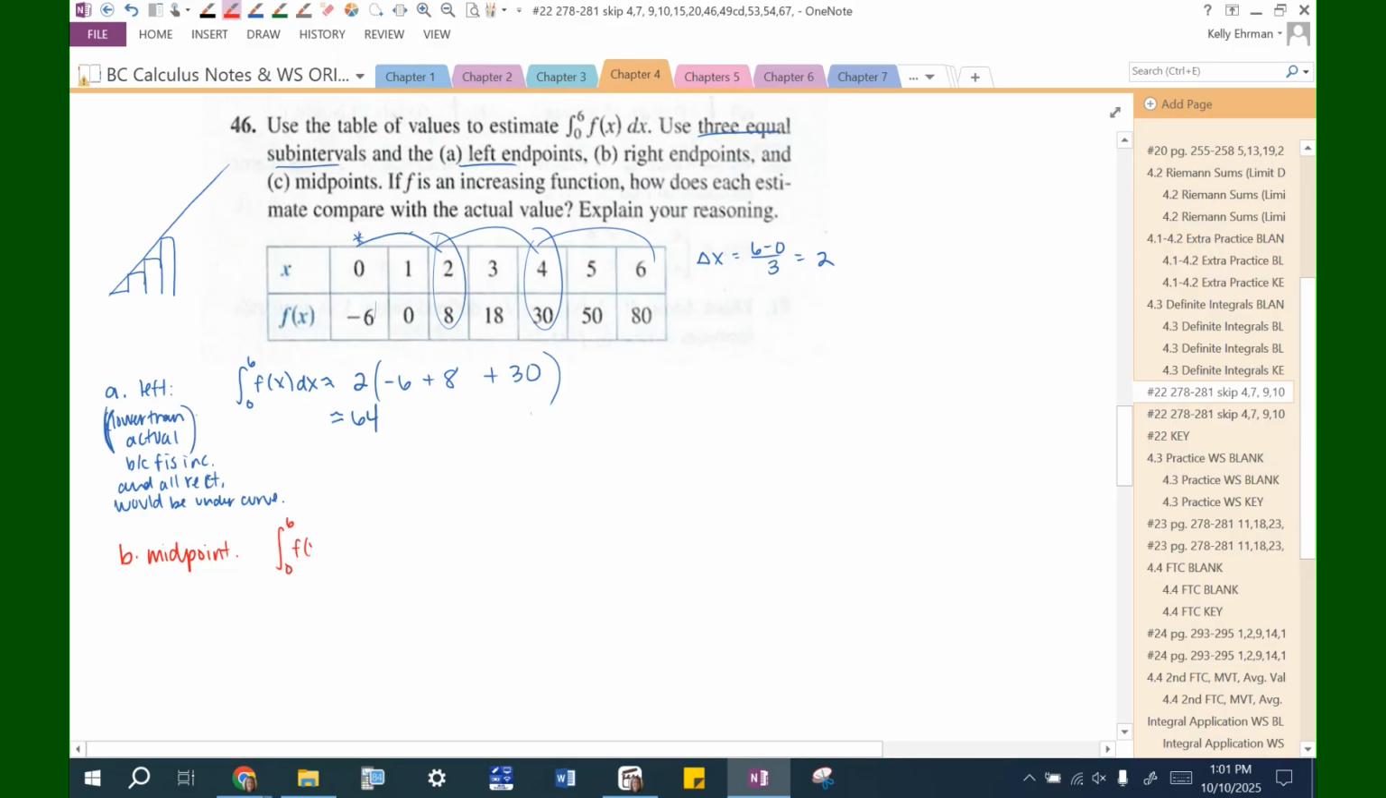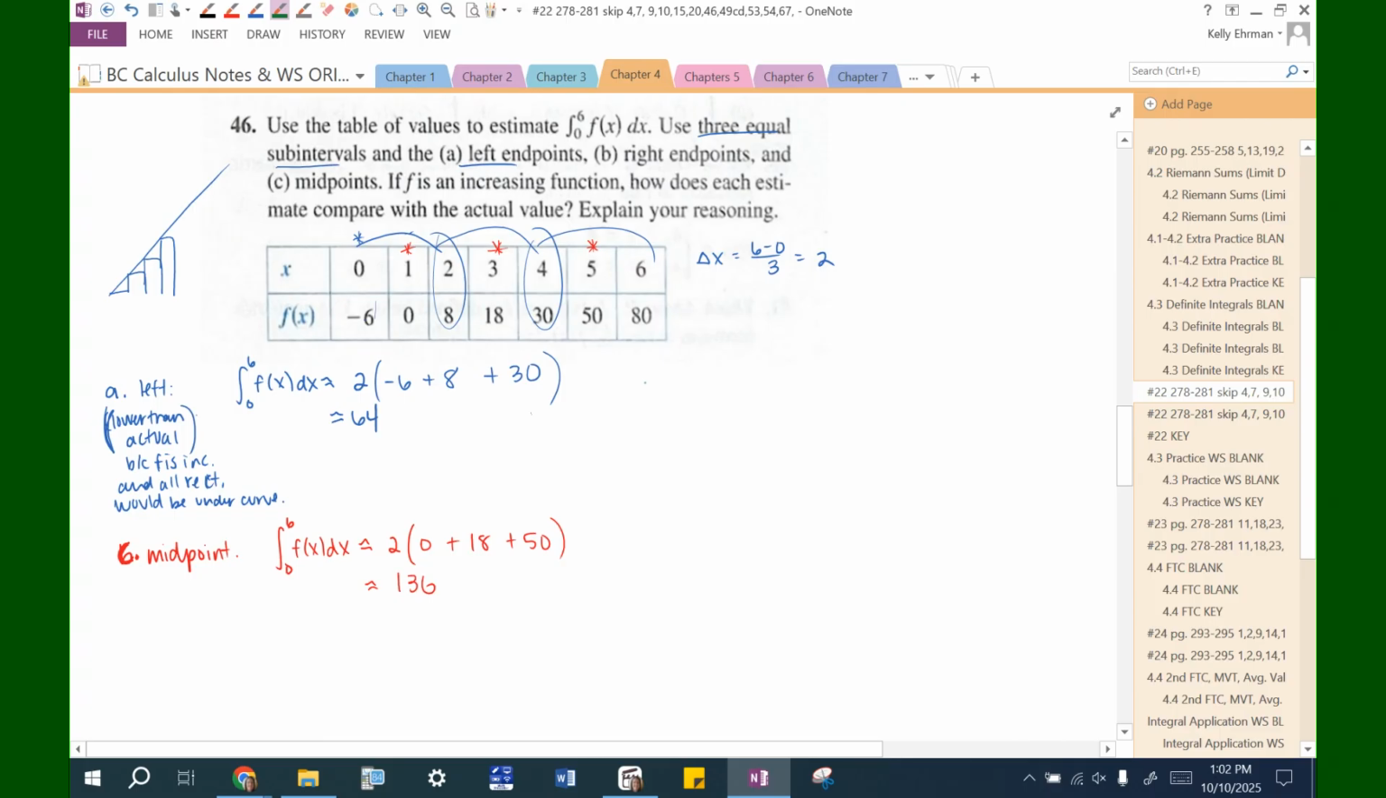So the integral from 0 to 6 of f of x dx, every rectangle would still have a width of 2. Now we're using the midpoints in each rectangle, so 1, 3, and 5. That's 0 plus 18 plus 50. Let's see, double 68 is 120 plus 16, so 136. I just did these out of order, though. Sorry. This is C. C is the midpoint.